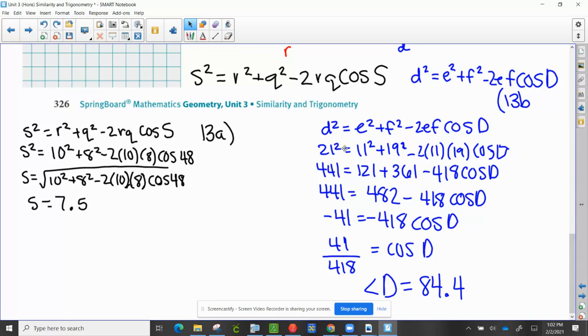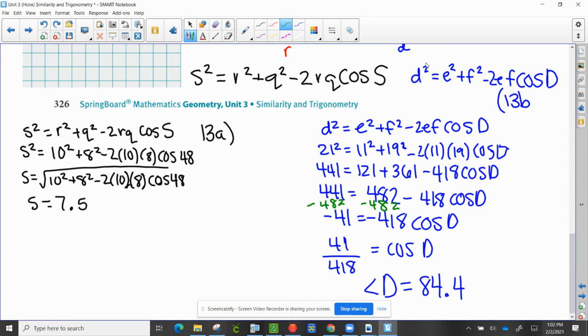Same setup here. I plugged in everything I knew and squared everything out. I multiplied 2 times 11 times 19, and combined my addition here. To get this negative 41, I subtracted negative 42 from both sides. If I divide that out, a negative divided by a negative is positive. That's why I have positive 41 over 418. Then use inverse trig to get the angle measure.